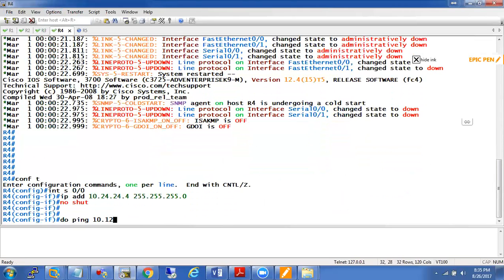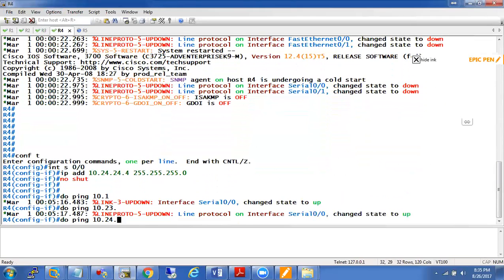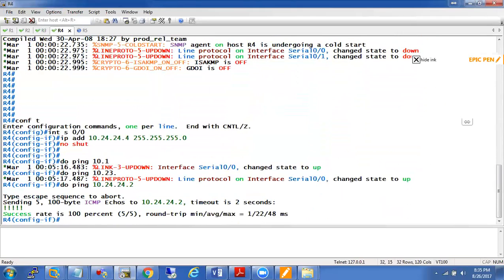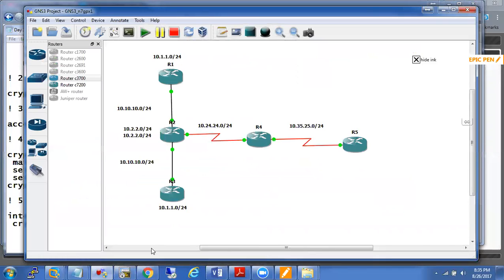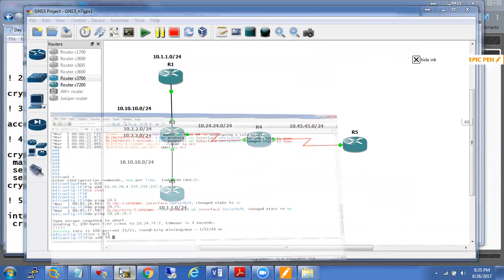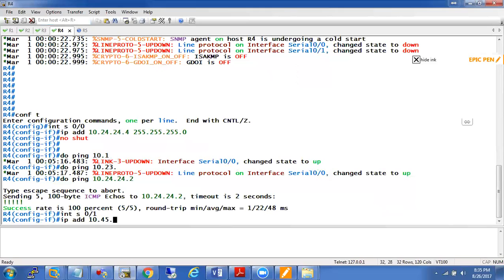Should be able to ping 10.24.4.2. Yep. And I have another interface, which is 10.45.45.0. What was the other one? I did 45. What did I call it? 45.45.0. This is 4.